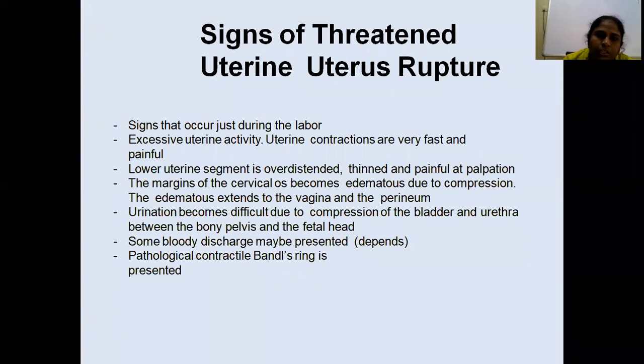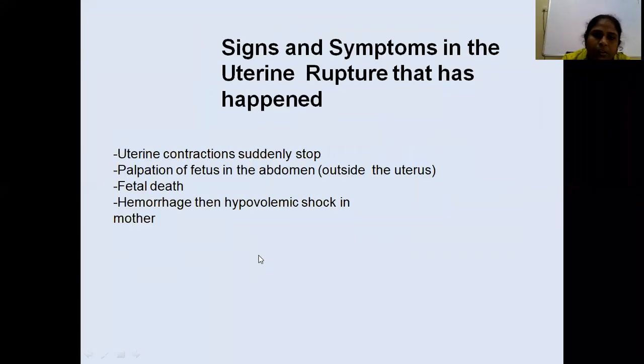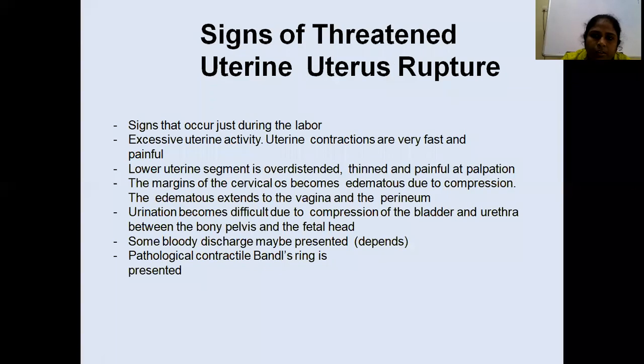Threatened rupture means rupture is going to happen. These signs are very important because you can save the fetus. What are the signs? There will be excessive uterine contractions. The patient will be having severe painful contractions. The lower segment is distended. There will be cervical edema. Edema extends to the vagina and perineum. There will be difficult urination, bloody discharge, Bandl's ring will be there, and this is threatened rupture.